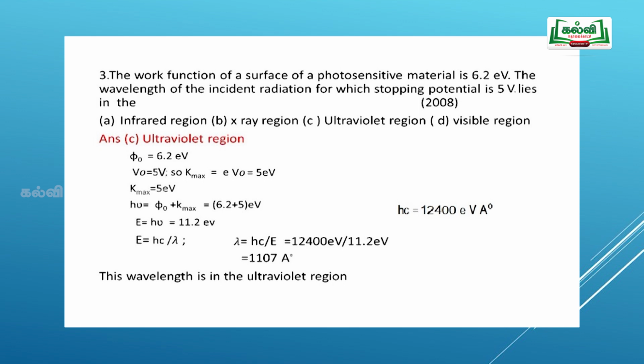So energy of incident photon can be written as E is equal to hc by lambda. We have to calculate the wavelength of the incident light. So lambda is equal to hc by E, where hc is 12,400 eV Armstrong, as we already learnt. Wherever we get hc, we are going to use the value of 12,400 eV Armstrong. So 12,400 eV Armstrong by 11.2 eV. If you simplify this, you will get 1107 Armstrong, which lies in the region of ultraviolet, which is less than 4000 Armstrong. So the answer option C is correct, which is ultraviolet region.